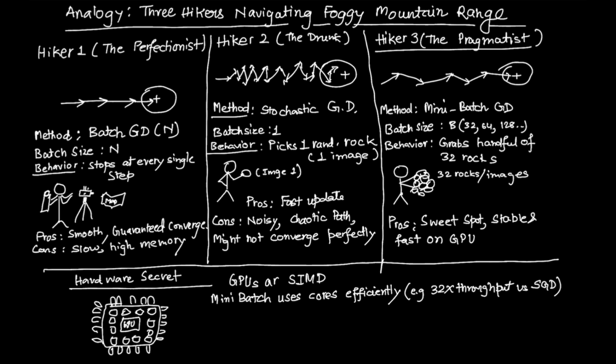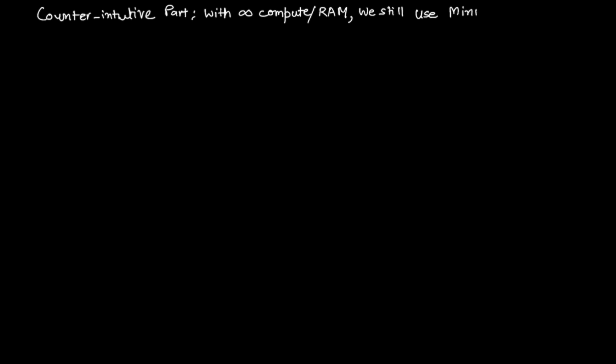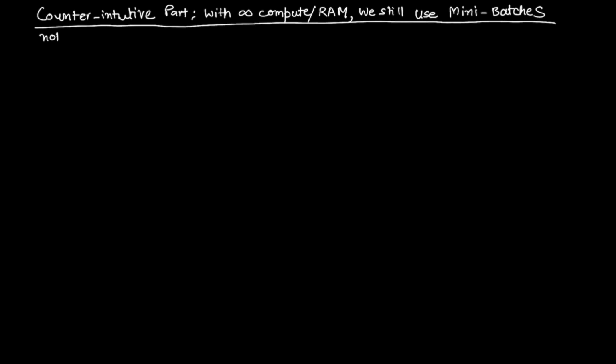So the key takeaway is: always use mini batches. SGD, or batch size 1, is too slow on hardware. Batch size n is too slow on math. Mini batch is the Goldilocks zone. Now here is the counterintuitive part. This is what separates the juniors from the seniors. You might think, Sumantra, if I had an infinite computer with infinite RAM, I would always use batch gradient descent, right? Because it's perfect. No, you would actually still use mini batches.